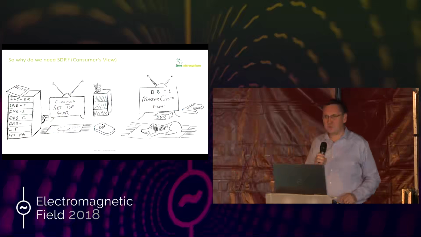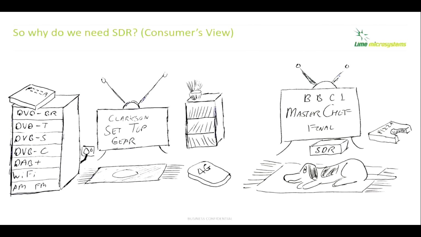So let's flip it on its head now and look at it from the consumer's point of view. I think most of you probably will recognize this situation. You have your AM, FM radio in the kitchen. You have your Wi-Fi router somewhere in the house. You may have DAB in your car. You've got some sort of combination of satellite, cable or Freeview. You'll also have your 4G tablets lying around and so on. So you have a box basically for each radio standard.